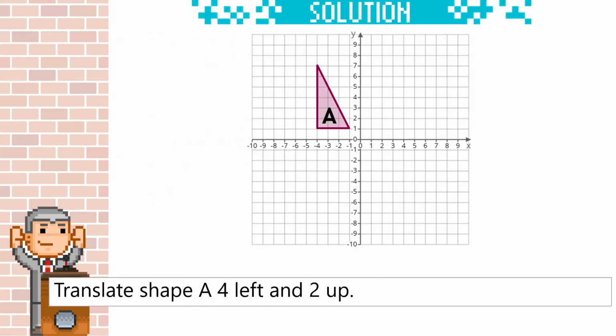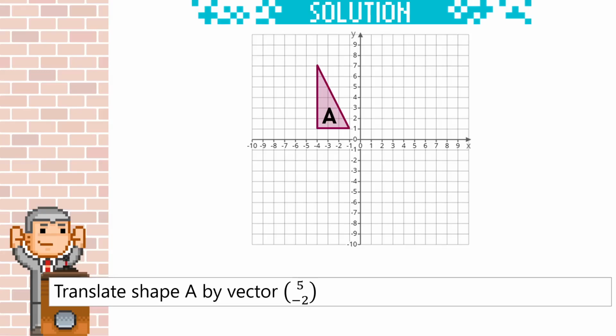In this question we're asked to translate shape A 4 to the left and 2 up. Pick a point on the shape. I always pick the top left point. Jump 4 squares to the left. 1, 2, 3, 4. Then 2 squares up. 1, 2. This is where our new point will be. Now we draw in the shape from this point. Make sure that the point is still on the top left of the shape.